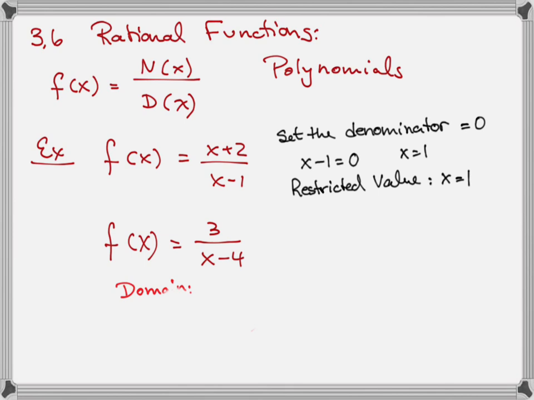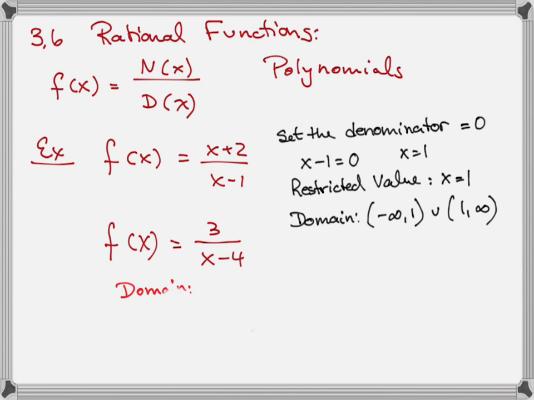That means the function is not defined at 1, but it's defined anywhere else. So how did we write the domain down? Right, here you go. That is the domain. But this restricted value is also what is called a vertical asymptote. We get to that in the next slide.